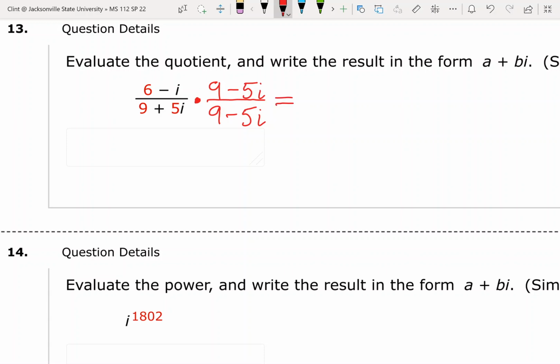Then on top, we've got the FOIL method here. So these numbers are a little bit on the big side. 6 times 9 is 54. 6 times negative 5i is negative 30i. Negative i times 9, negative 9i. And then negative i times negative 5i is plus 5i squared.